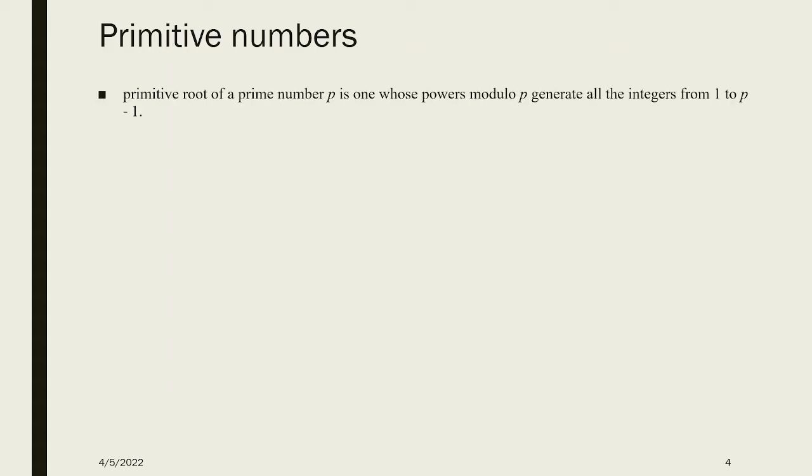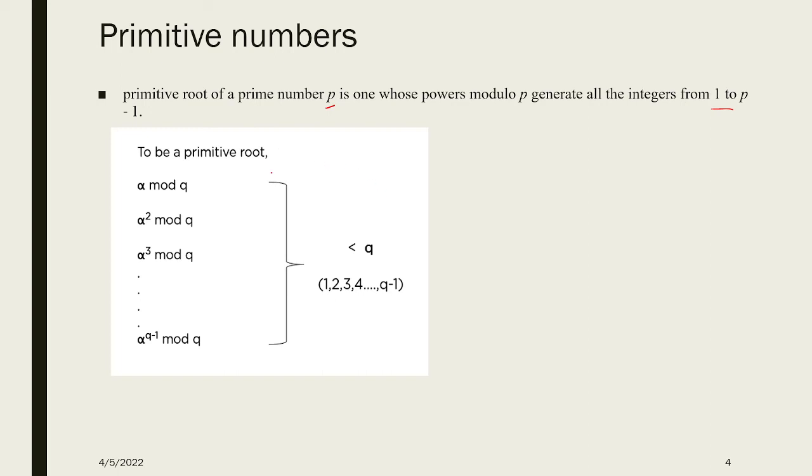And what is a primitive root? Because we need to have a primitive root, right? So a primitive root of a prime number P is one whose powers modulo P generate all the integers from 1 to P minus 1. This can also be represented as, to be a primitive root, a number alpha mod Q should hold a value between 1 to Q minus 1, and alpha square also should hold a value between 1 to Q minus 1, and it goes on till alpha power Q minus 1.